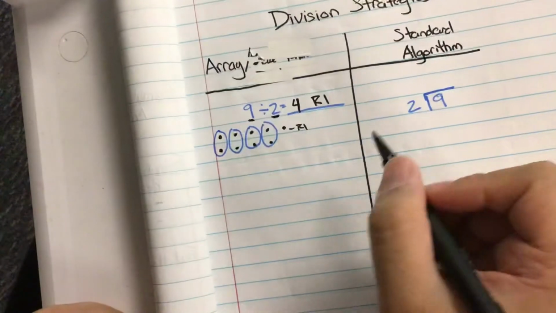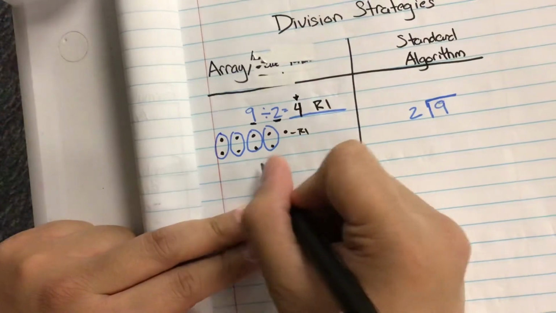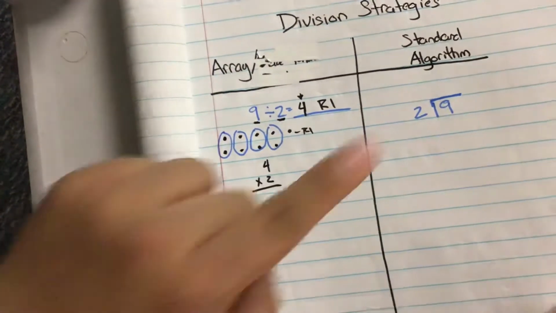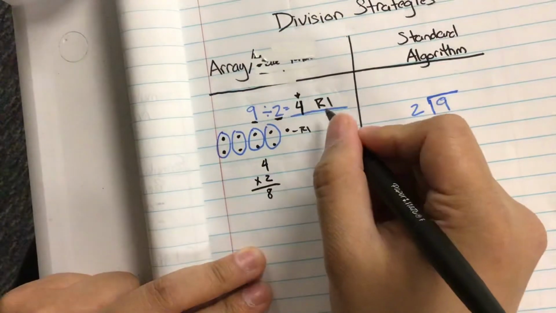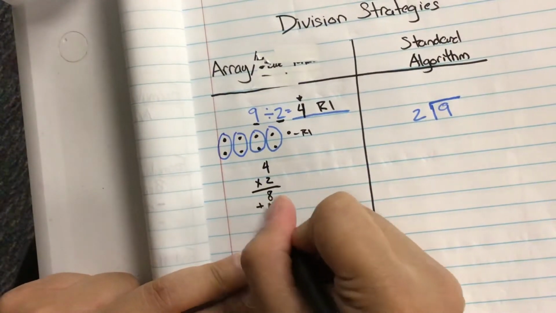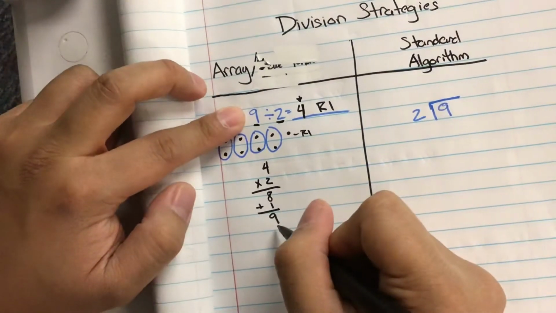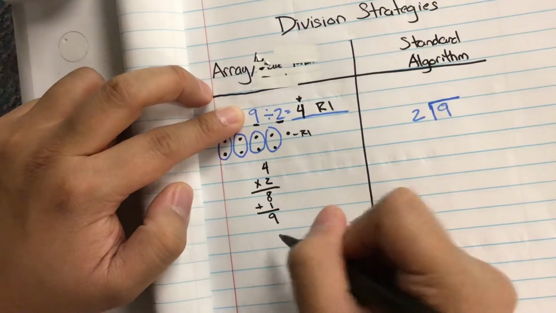And to check our work, we want to multiply our quotient, which is this 4. So we're going to go 4 times 2. Well, 4 times 2 is 8. And we're going to add our remainder of 1. So 8 plus 1 equals 9. And since we're back at where we started, we know our answer is correct.